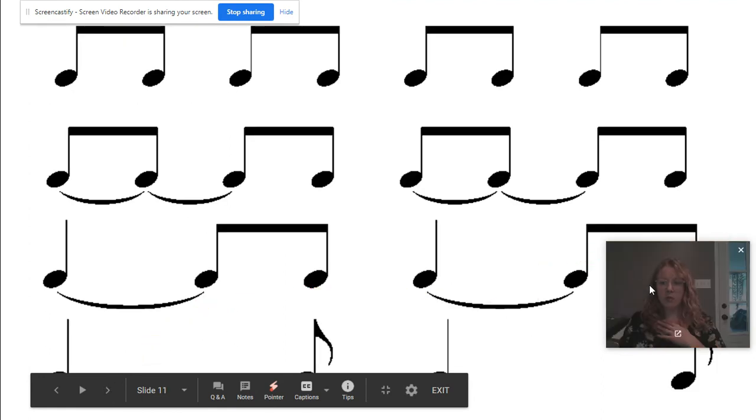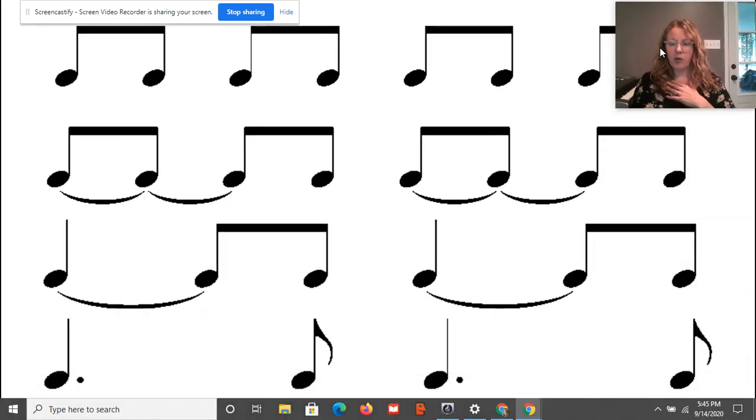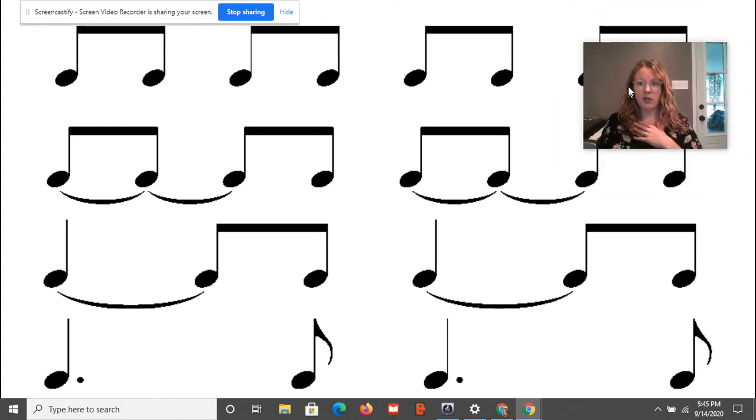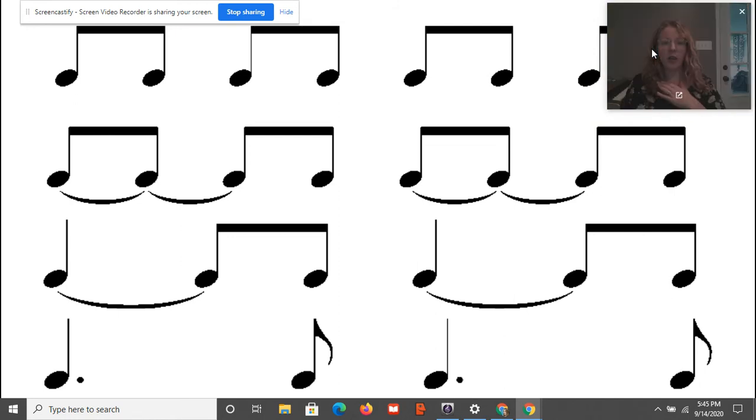So here's some more of that rhythm. I'm going to move my picture up to the top part of the screen because you already know it's just straight eighth notes across the top line. Ready? 1 and 2 and ready and go.